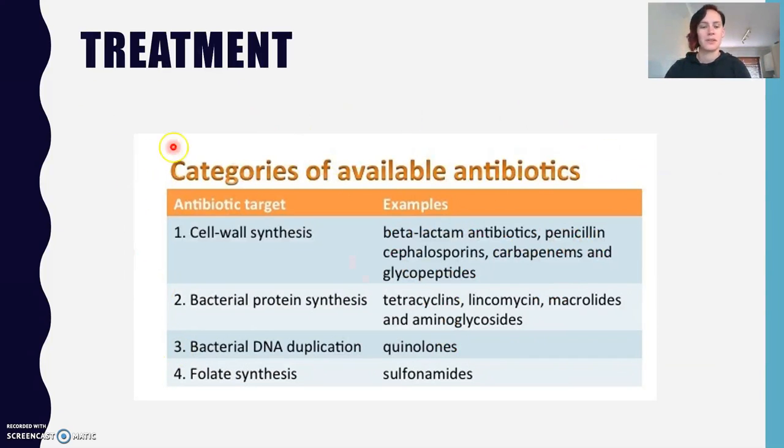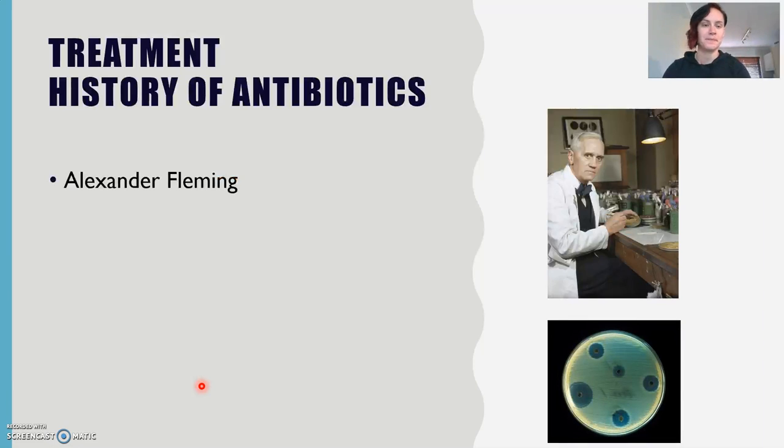We have categories of antibiotics, and they can target, say, breaking down the cell wall. They can break protein synthesis or just stop it from happening. They can stop DNA duplication and therefore stop replication of the bacteria, and therefore slow down their colony growth. Or we can break down or stop the synthesis of things that they are trying to make for their own metabolism.